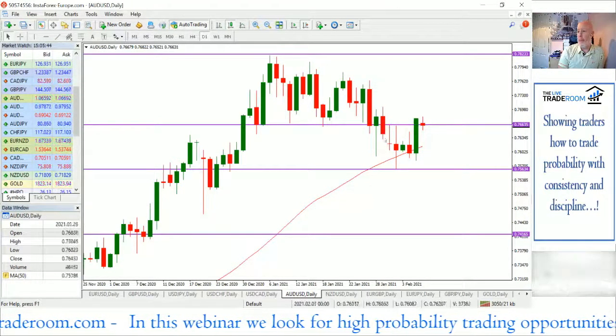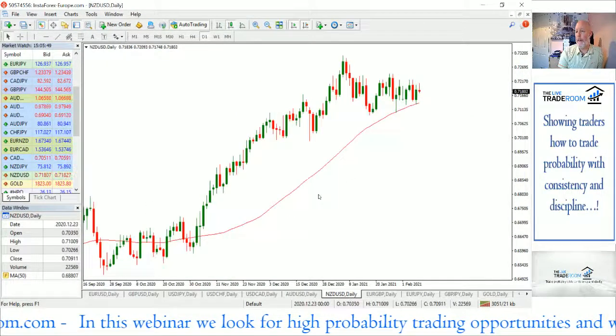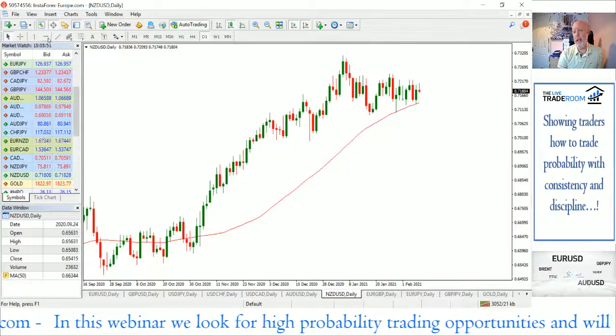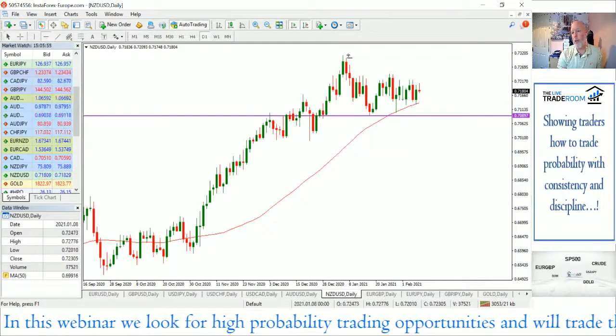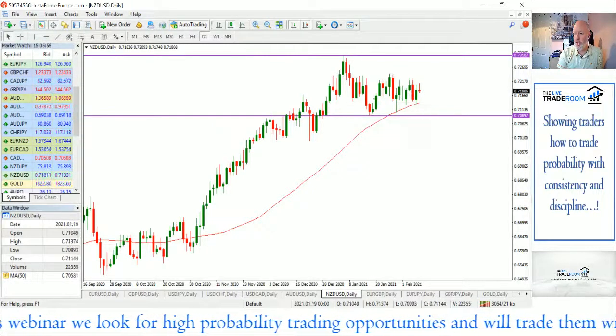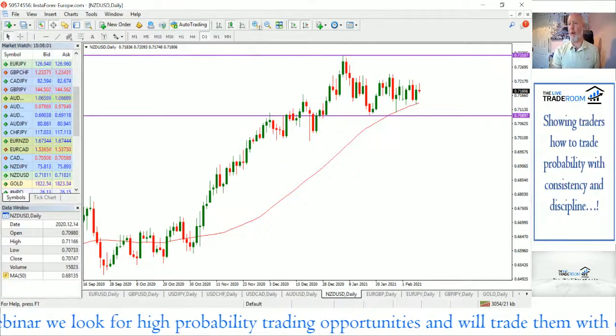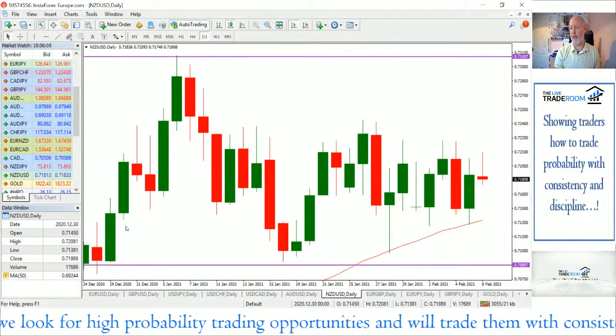Okay, so that's the Aussie dollar. Today is not a primed opportunity for that. Similar situation really with the New Zealand dollar. If I just capture these swing highs, swing lows, we're in quite a congested period in here, which is why it's not a high probability trade, and it's just drifting sideways.